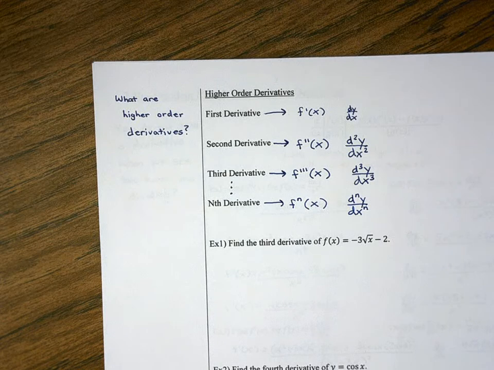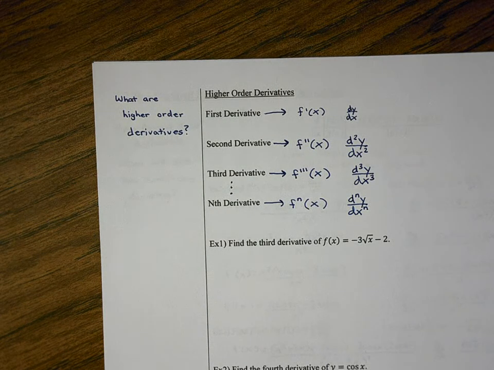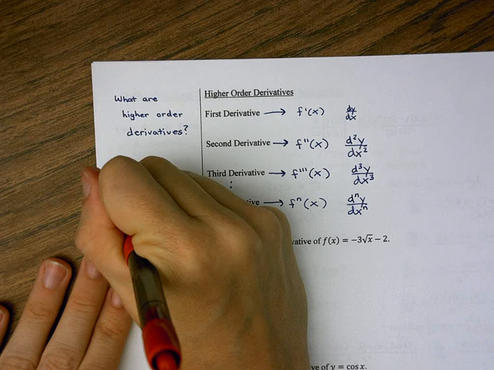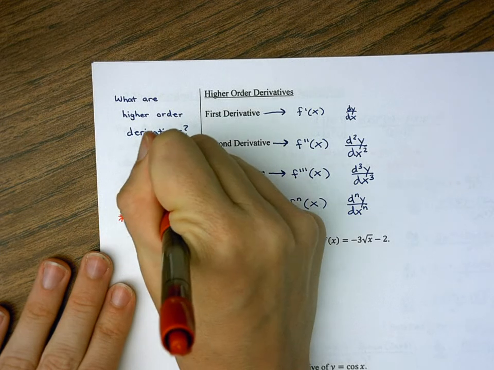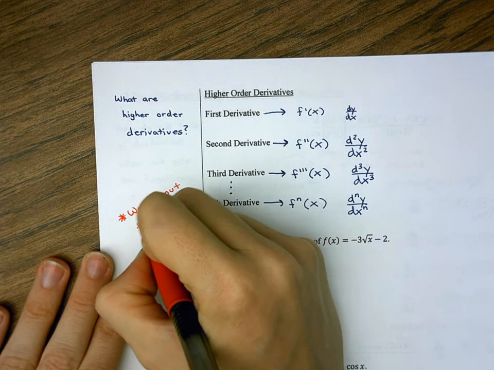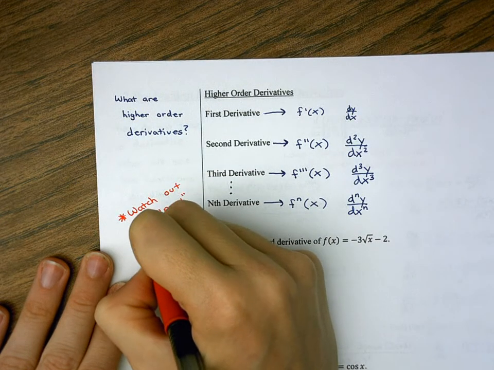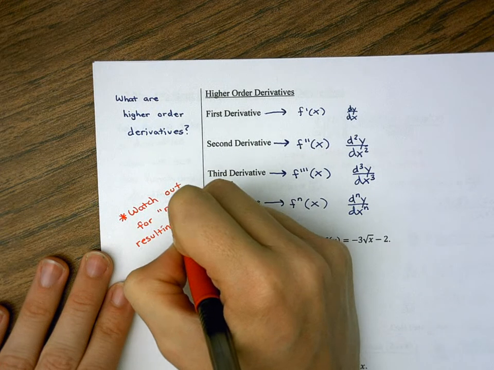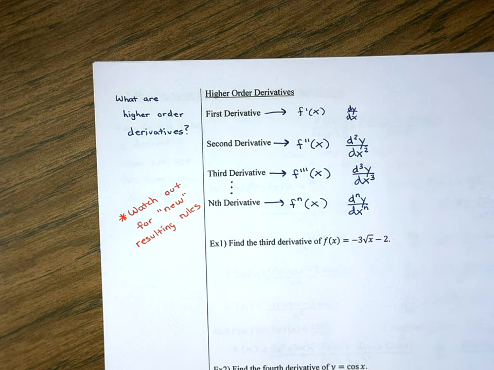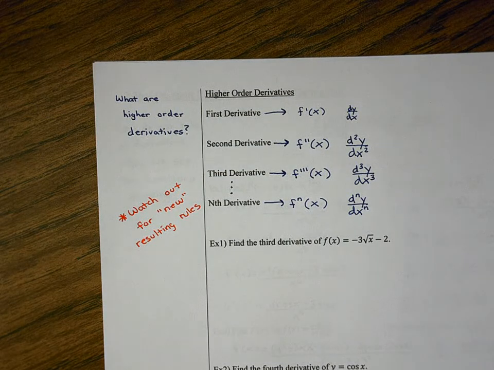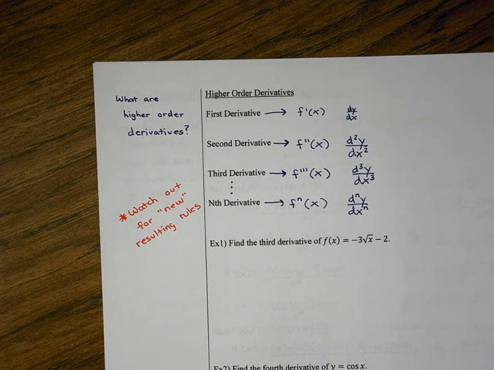The only thing you need to be careful of, well, I shouldn't say the only thing, but one of the things you need to be careful of with higher order derivatives especially is watch out for what I always call new resulting rules. What I mean by that is this. There are times where initially when you look at a function and you take its derivative, it might be, you know, power rule or maybe product rule or something like that. But then, or maybe a trig, right?